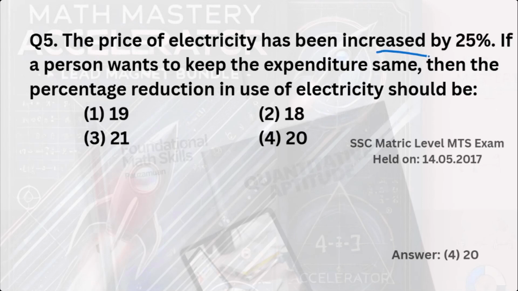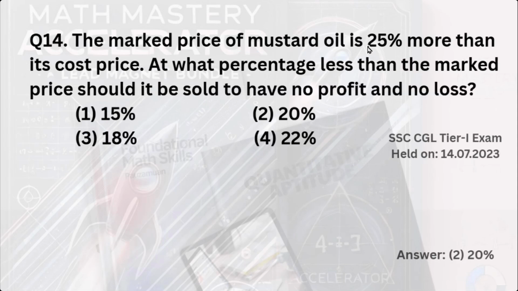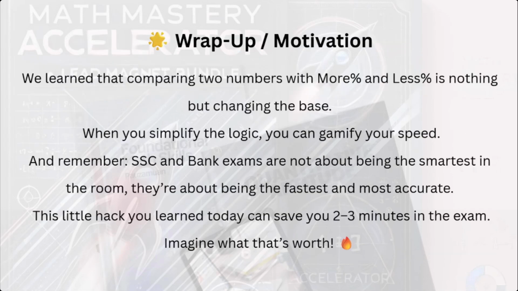Increase means more. 25% more means 20% less. The reduction means less. Decrease means less. 20% less means 25% more. 25% more means 20% less. We have learned more percent and less percent by comparing two numbers. When we simplify the logic, we gamify our speed and we improve in solving problems.